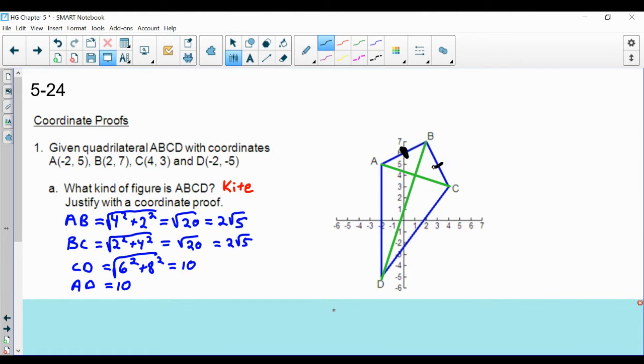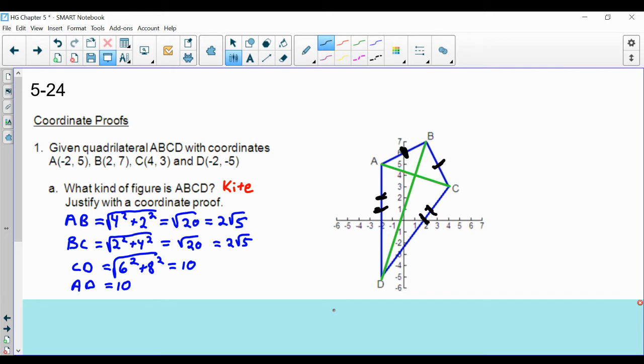AB is the same as BC. We also have to show that AD is the same as CD. And when it comes to coordinate proofs, the easiest way of showing that is distance formula. So you could see here, I've done it for AB and BC. They ended up being the same. CD and AD, they also ended up being the same. So that is how I said it was a kite.